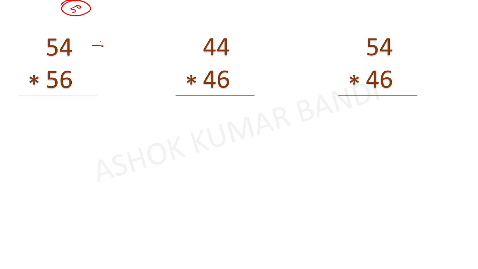This number is 4 more than 50 and this number is 6 more than 50. Then simply take the cross difference: 54 plus 6 or 56 plus 4. Now what are you going to get? You are going to get 60.